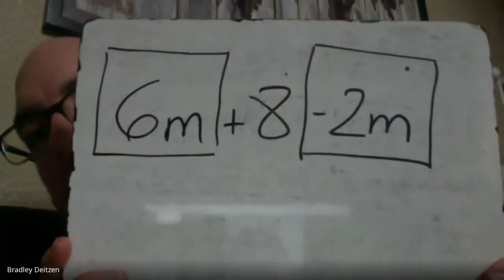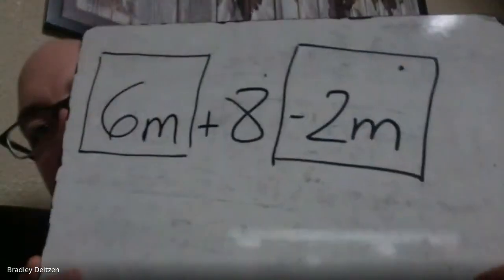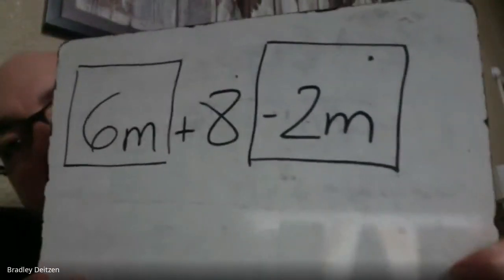did the same thing, and I'll show you this in just a second. If I see things that are similar, I like to put a box around them, right? So when I'm doing my work, both of those have the letter m, so I'm going to put a box around it. So we have 6m and minus 2m, and those can go together.